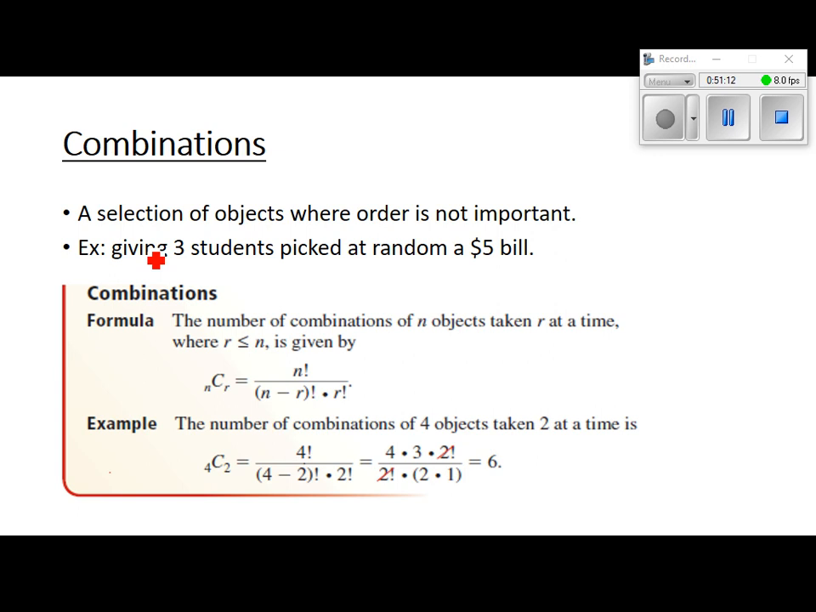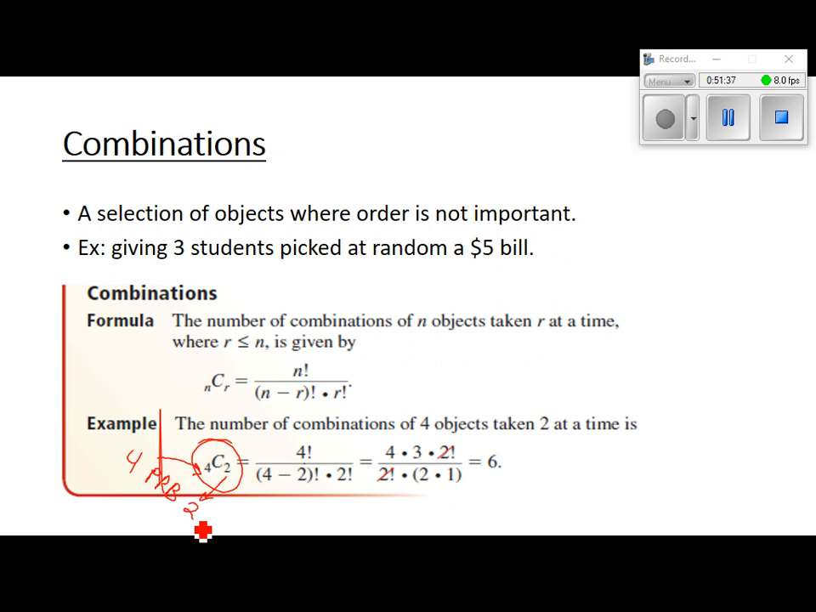Now, go back to your calculator real quick. Notice this time we're doing 4 and 2, but it's C. So put in 4 first. Put 4 in your calculator. Push that PRB button. And then put in the 2.